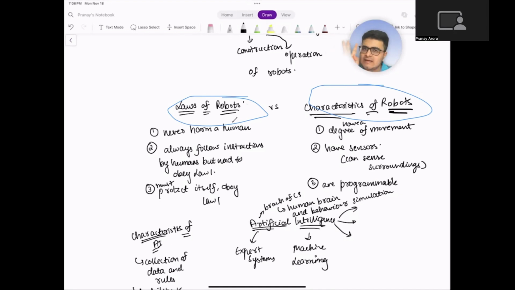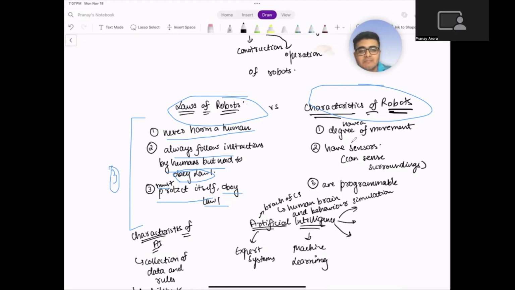Laws of robots: there are three simple laws. The first law is that robots can never harm humans. Pretty basic, pretty self-explanatory. They always need to follow human instructions, but they need to obey law number one, which states that they cannot harm a human. They must protect themselves. Robots can protect themselves, but they need to obey law one. They cannot go against that. So these are the three laws of robotics that you need to learn.